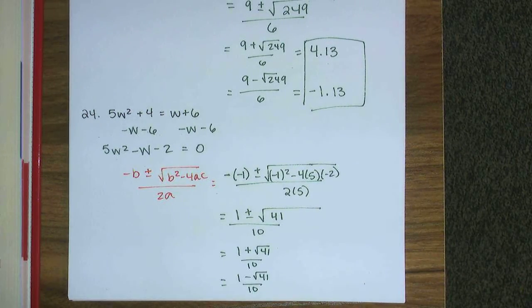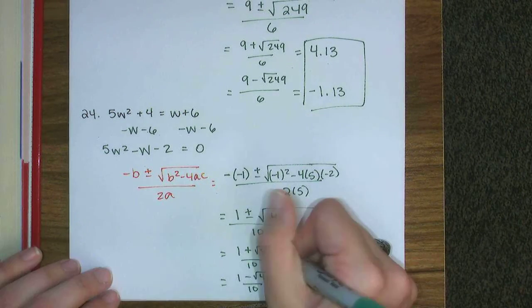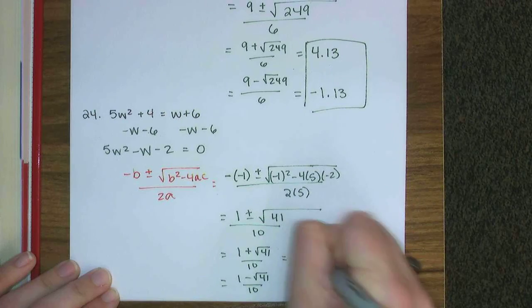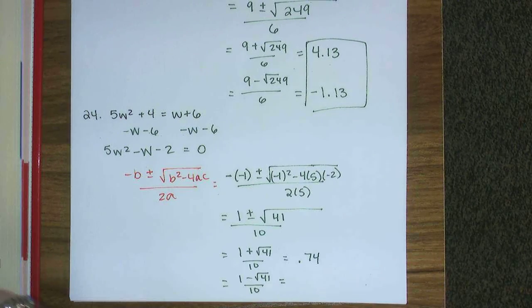Second one, whoops, messed up on my calculator, is minus 0.54. And there's the answers to that one.